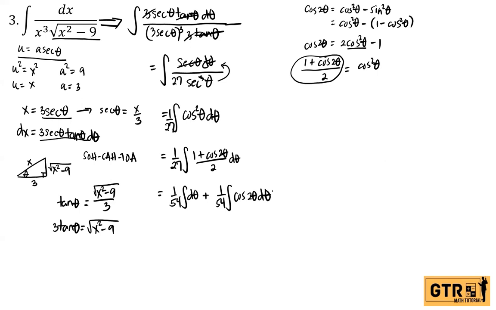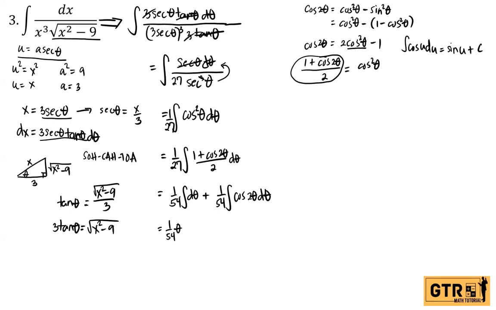Okay. So now, we have a direct formula for cosine u du. The answer is sine u plus c, since the derivative of sine is cosine. Okay? So for this term, 1 over 54 d theta, the answer to this is only 1 over 54 theta. Since we have integral of d theta, just cancel the integral sign and the d because they are inverse operations. Okay, so plus. So we have a neutralizing factor for this.